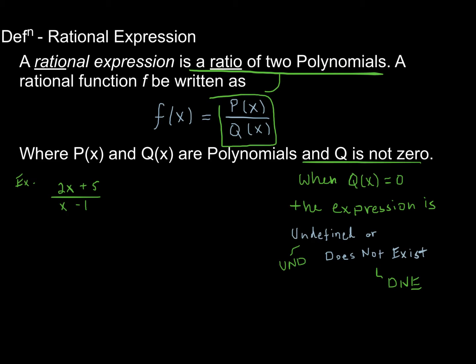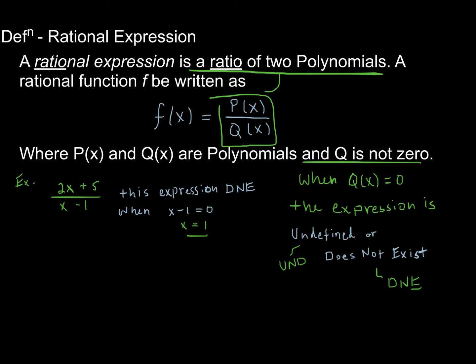It will not exist whenever our dividing polynomial, the denominator, is equal to 0. So you can think about this. This expression does not exist when x minus 1 equals 0. Now think about that for just a second. What x value would make x minus 1 equal 0? This is very easy to solve. In fact, we don't even need to do the algebra. Just looking at this, we can see that that will be when x is equal to 1. And I can do that by adding 1 to both sides and solving. So when x equals 1, this expression does not exist.